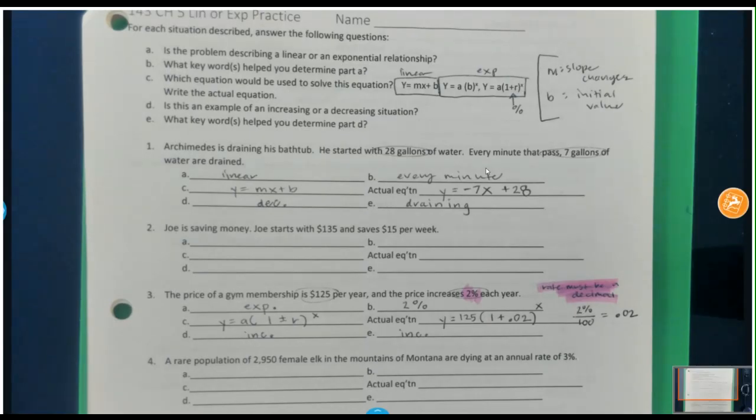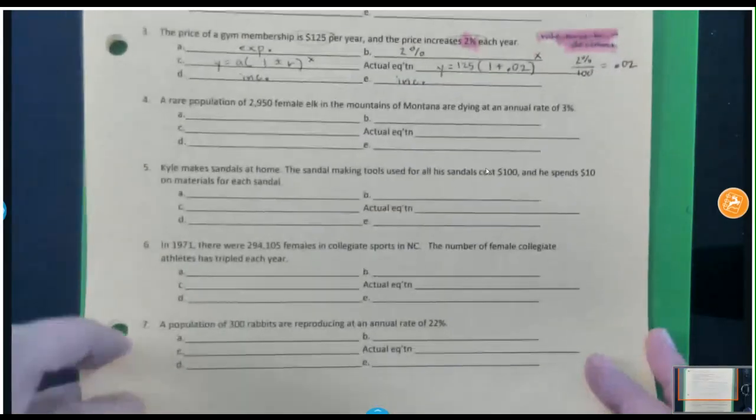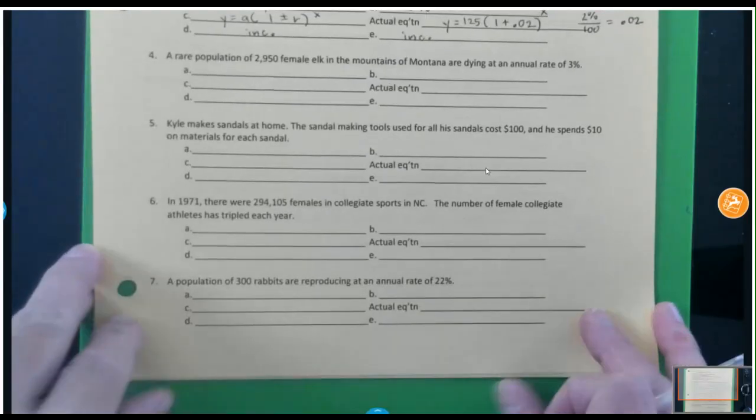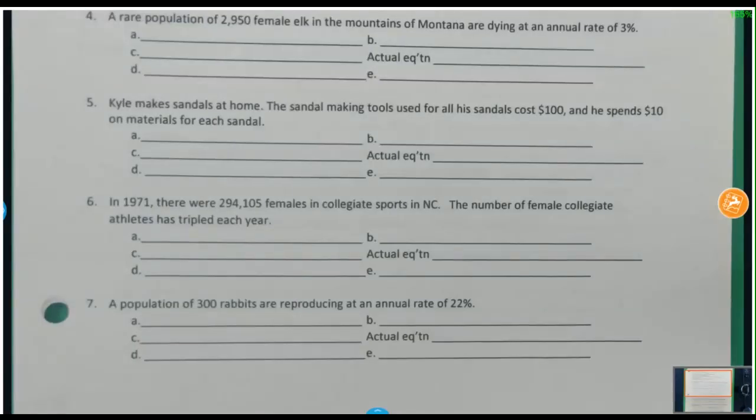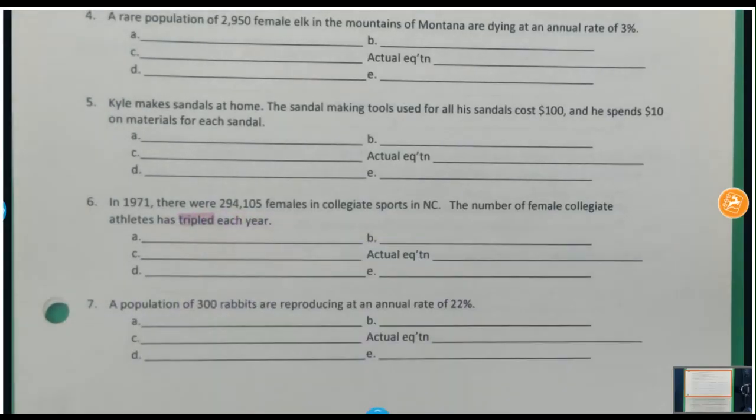All right, we're going to do one more, and then you're going to practice number 6. Let's do one of each type. All right, in 1971, there were 294,105 females in collegiate sports in North Carolina. The number of female collegiate athletes has tripled each year. All right, what word just jumped off the page when I read that to y'all? Triple. All right, that is very important.